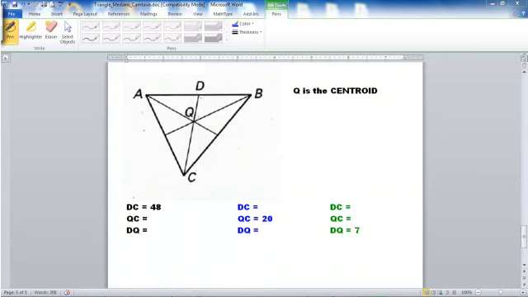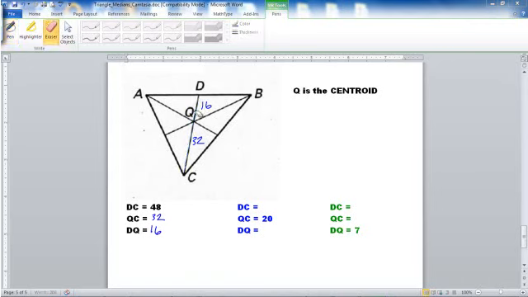DC is 48, so I gave you the whole thing. 48 divided by 3 is 16, and then double 16, that's 32. So DQ here is 16, and QC is 32.